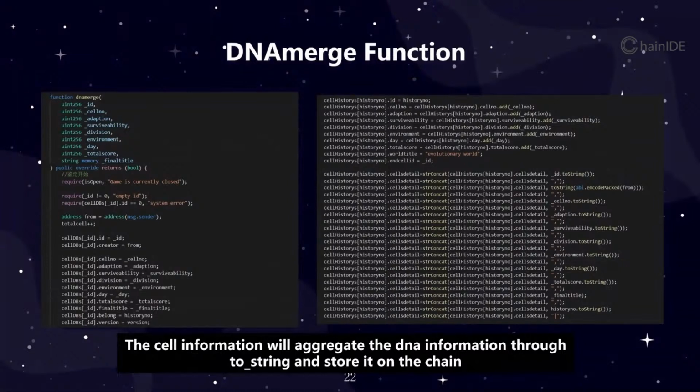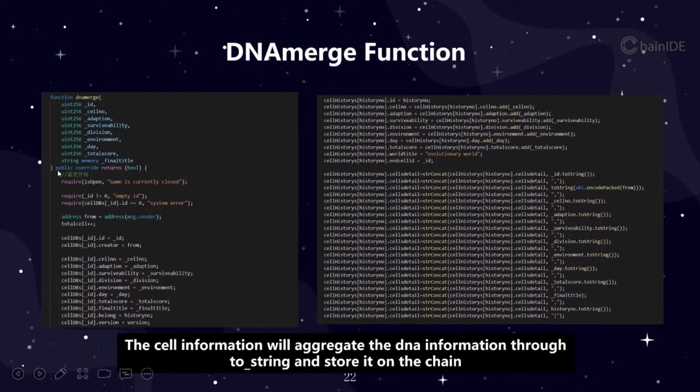Okay, so let's take a look at the DNA merge function. This is the Solidity code of the DNA merge function. And we can notice the input parameters of the DNA merge function. It has a lot of input parameters like IDs, serial numbers, adaptivity and survivability, and some other details. So when you want to call this function, you should input those parameters first.